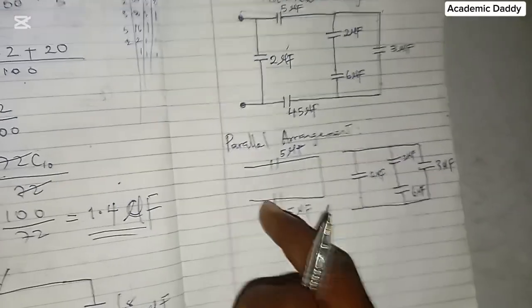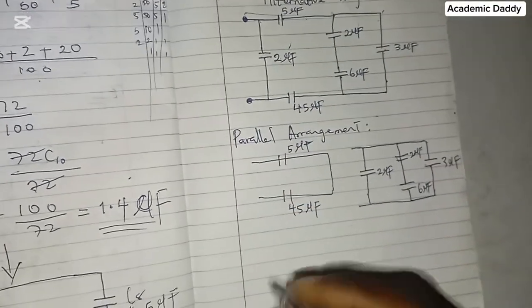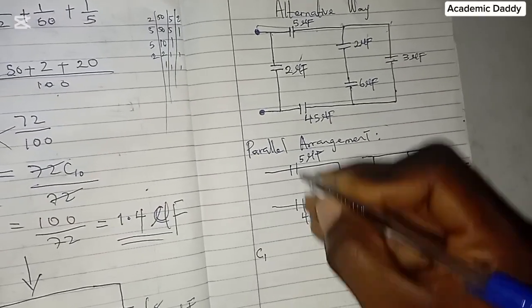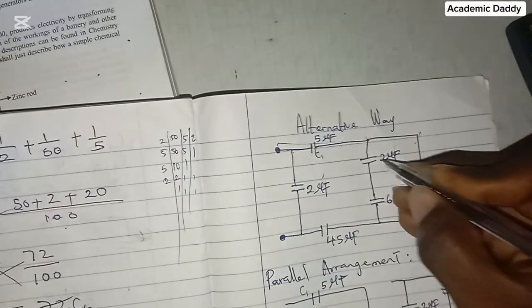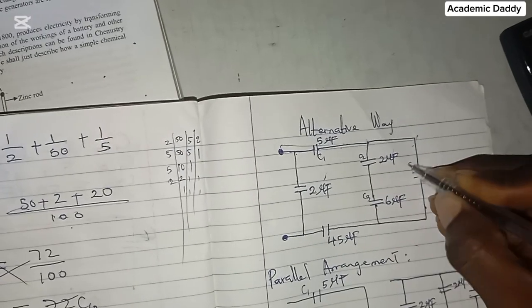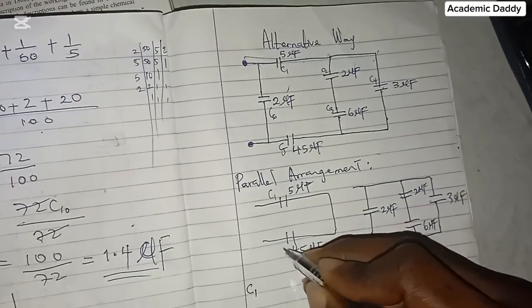So that I can now say, if I want to find these two to make it one, I'll simply say in parallel it will be C1. Let's say I call this C1. Let's say what I have here is C1, C2, C3, C4, C5, C6. So I now have C1 and C5.